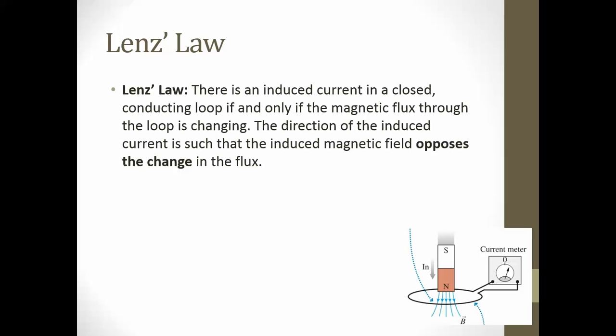Well, now that we've talked about what flux is, flux being the amount of magnetic field that goes through an area, we're going to use that to talk about Lenz's law. Lenz basically took the idea of an induced current and figured out exactly some more details about it. So Lenz's law says there is an induced current in a closed conducting loop if and only if the magnetic flux through the loop is changing. That's the first part of Lenz's law. The second part says the direction of the induced current is such that the induced magnetic field opposes the change in the flux. Lenz's law is a little bit tricky. We're going to go through it in a few examples.